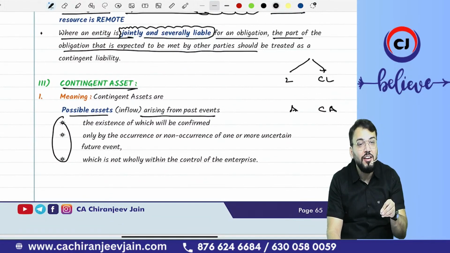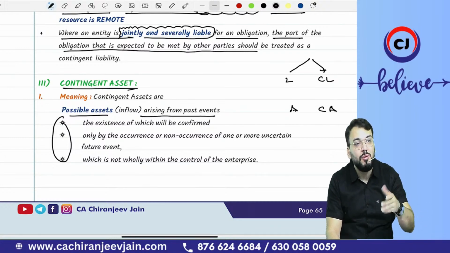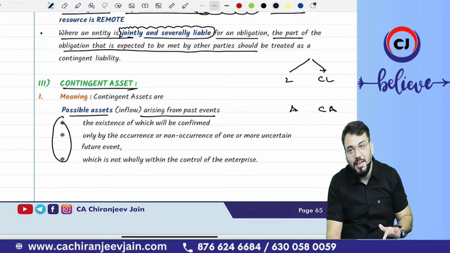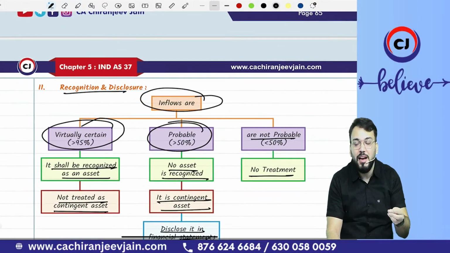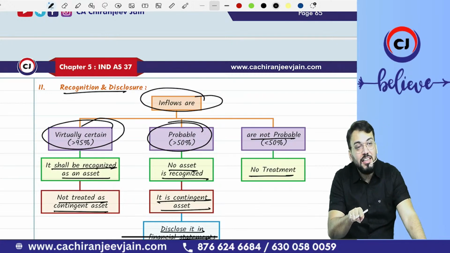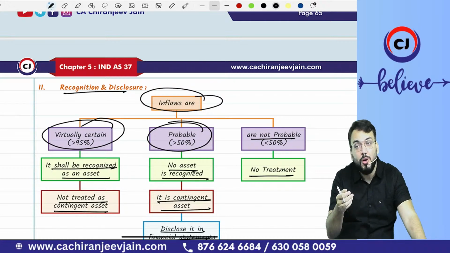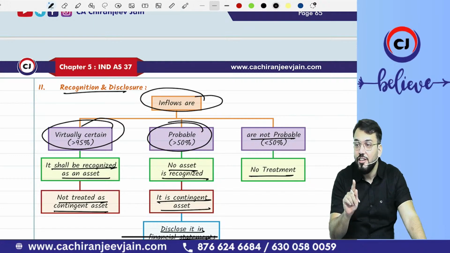Then we have done contingent asset. Contingent assets are possible assets arising from past event, the existence of which will be confirmed by occurrence or non-occurrence of uncertain future event which is not within the control of entity. For accounting treatment of contingent asset, we have understood that if inflow is virtually certain, then it is an asset, means it will not be treated as contingent asset, then recognize such asset. But if inflows are probable, then it will be a contingent asset and we will not recognize contingent asset.